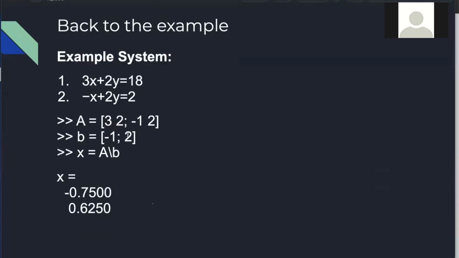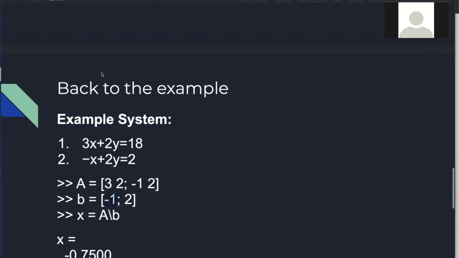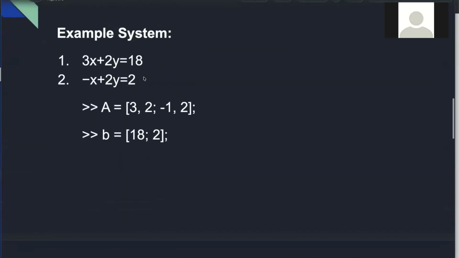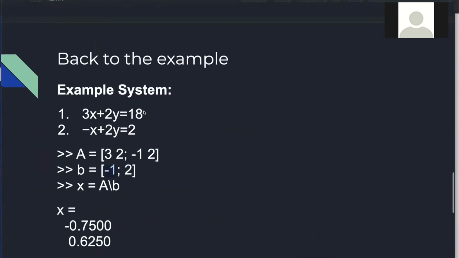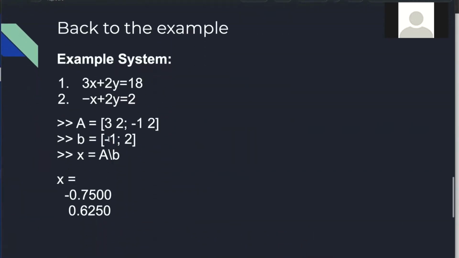Wait, why is this? I don't know what happened here. Did this get typed in wrong? 3, 2, negative 1, 2. Oh, okay. This one's typed in wrong. So this is back to the example, but this is not the example, right? The example was 18.2. Oh yeah, the example was 18.2, but it looks like I typed in the B wrong. I typed in negative 1. So technically this slide is incorrect because I solved the wrong system of equations, but we were just trying to solve the system, right?